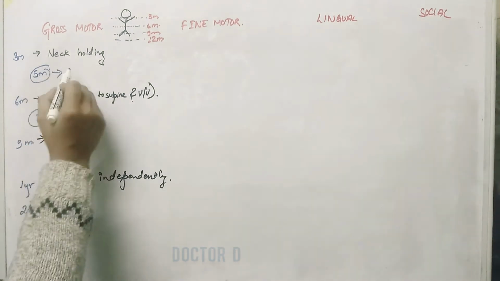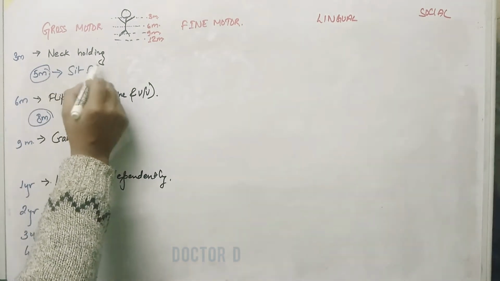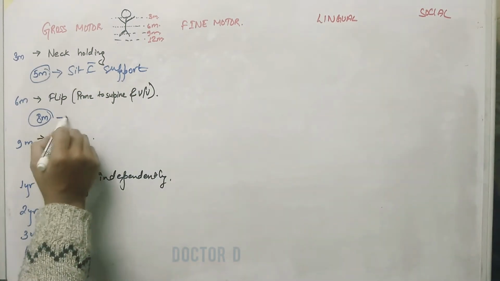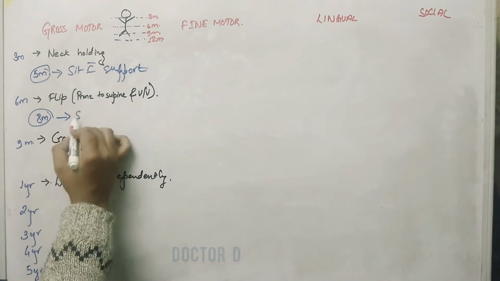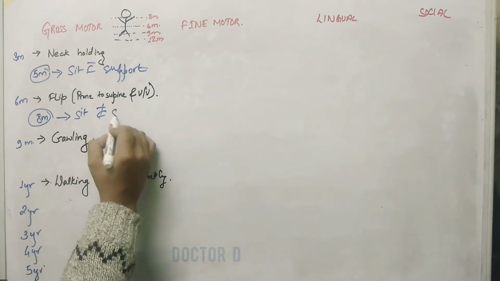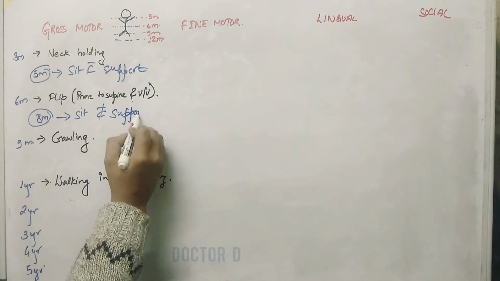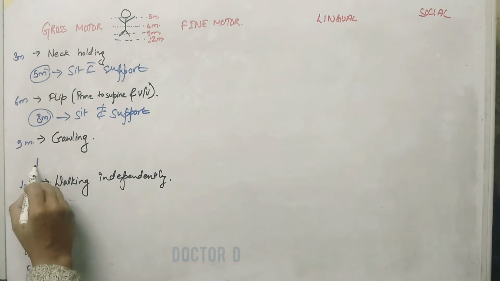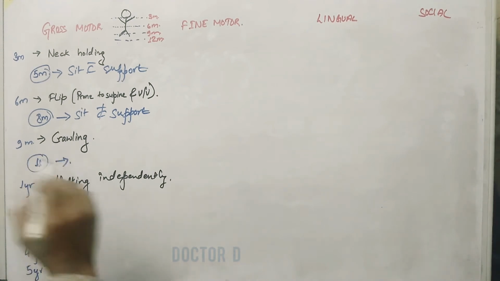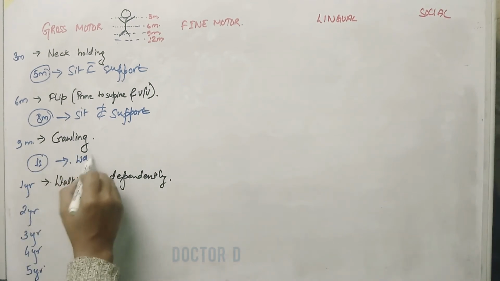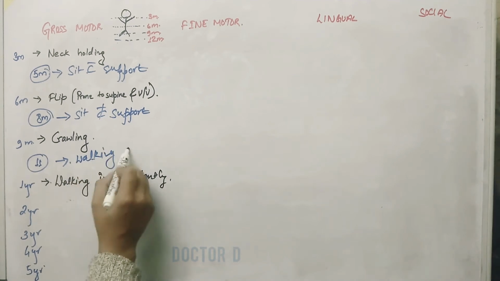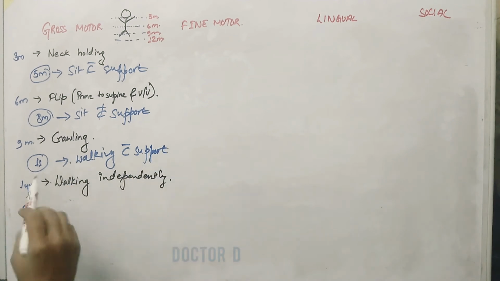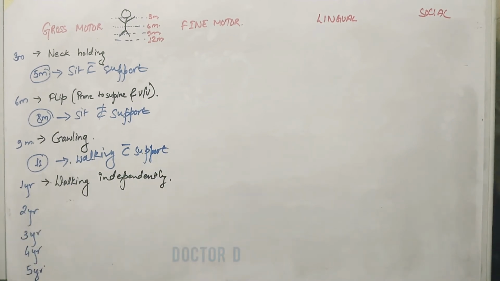At 5 months the child can sit with support. At 8 months the child can sit without support, and at 9 months he or she starts crawling, and at 11 months the child starts walking with support. Hence at 1 year walking independently is possible.